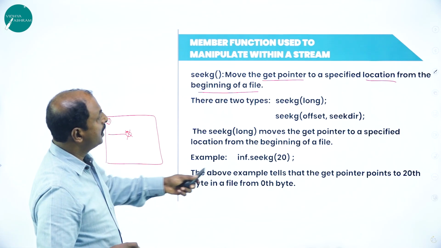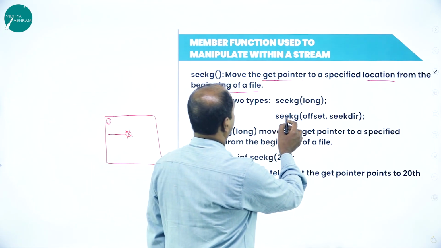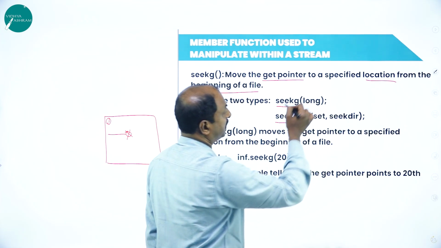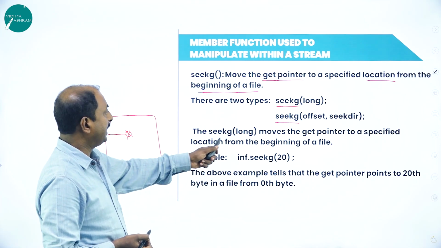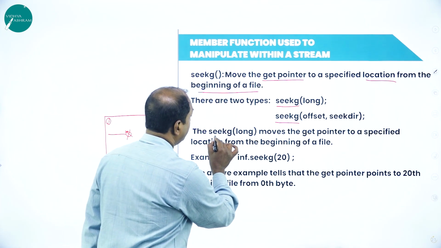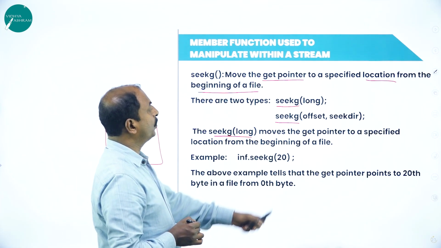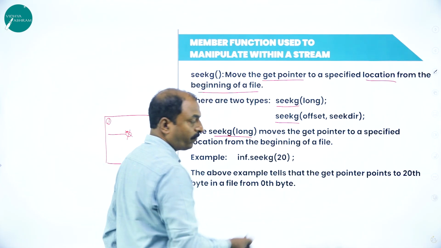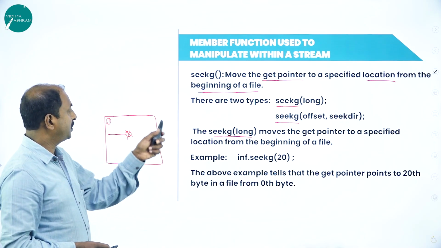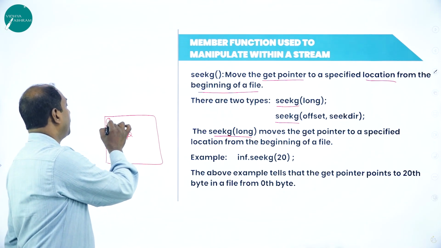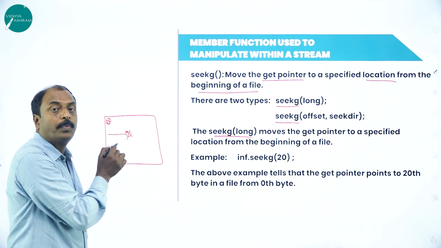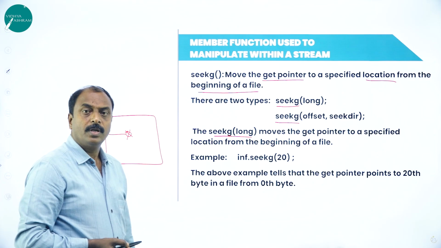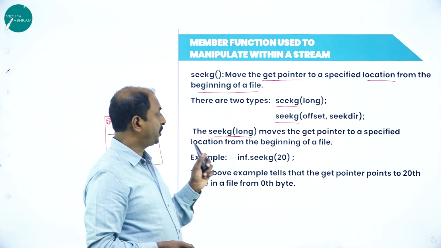So look at the syntax. There are 2 syntaxes here for seekg. The first one is seekg(long). This function moves the get pointer to a specified location from the beginning of a file. This is what I told you. Suppose the file is open, so this is the beginning, and we can move the get pointer from here to the respective position or location.